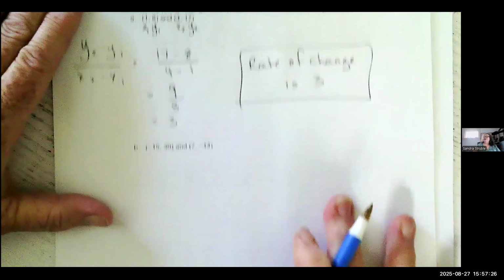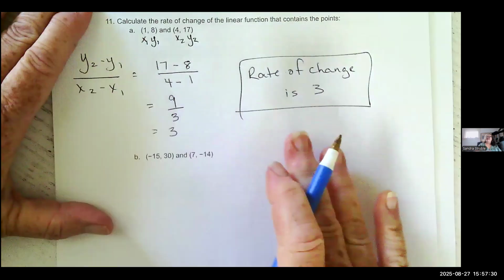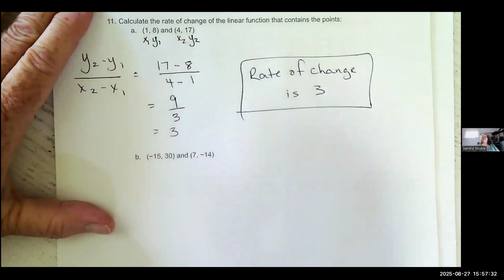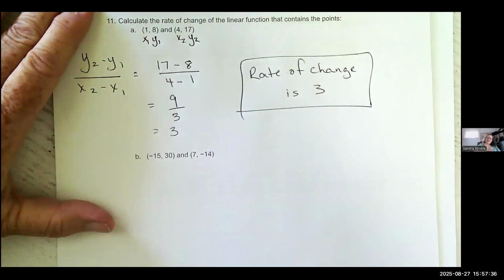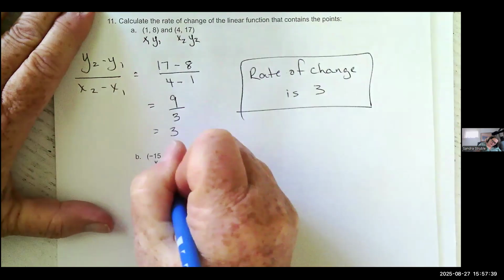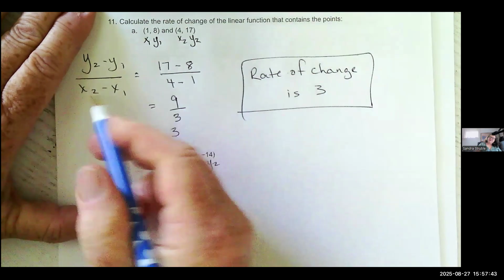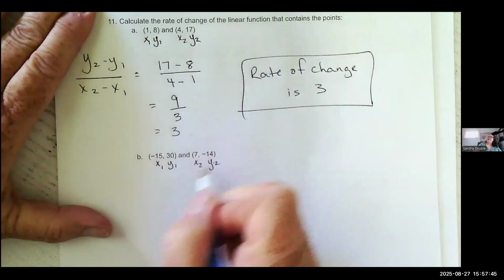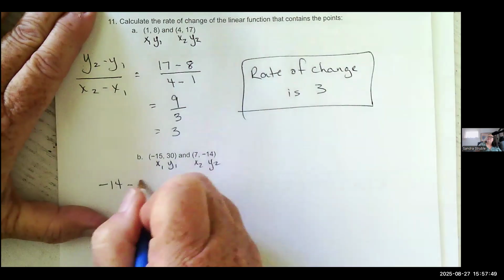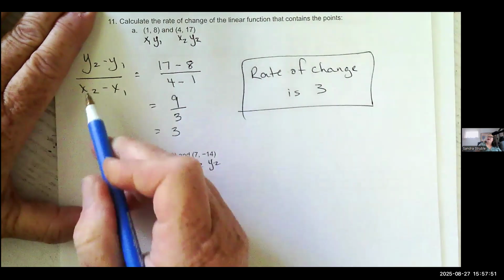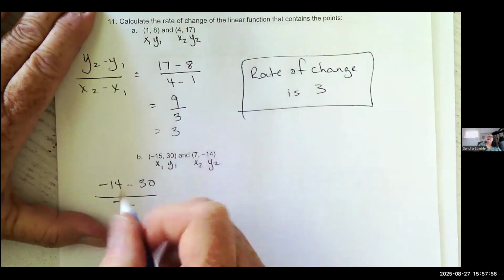I would like for you to pause the video while we're still showing all of this and do the next 2 numbers, all right? I'm going to go ahead and label, pause the video, do yours, and then come back to see how I did them. All right, so x sub 1, y sub 1, x sub 2, y sub 2, and I'm going to use the same one, y sub 2, negative 14, minus y sub 1, 30, over x sub 2, which is 7, minus x sub 1, which is negative 15.